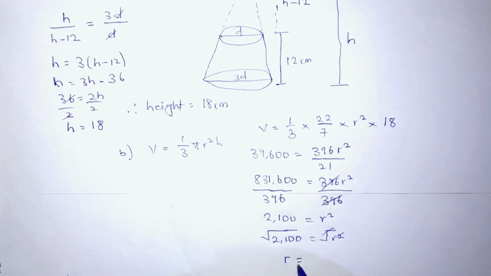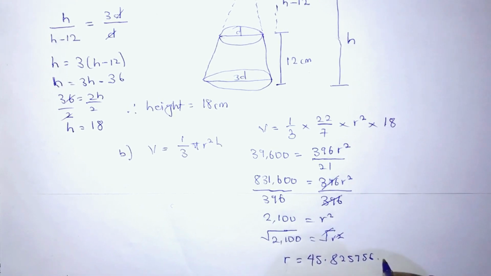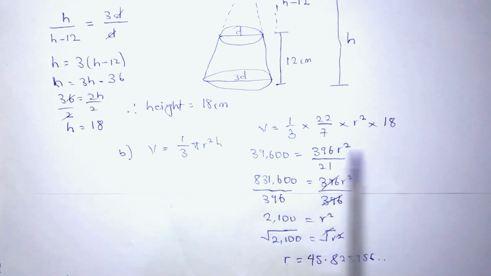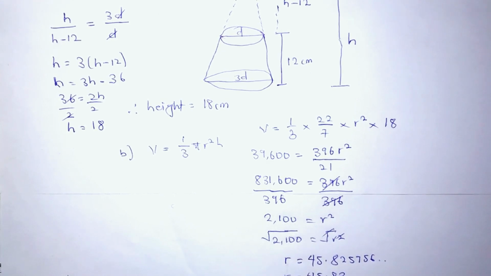And finally, our radius is giving us 45.825756. So we are asked to find correct to 4 significant figures. So then the radius will be approximately 45.83. And that answers the question.